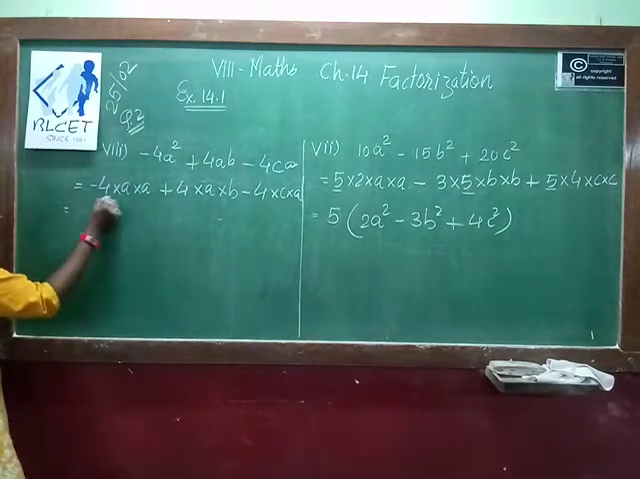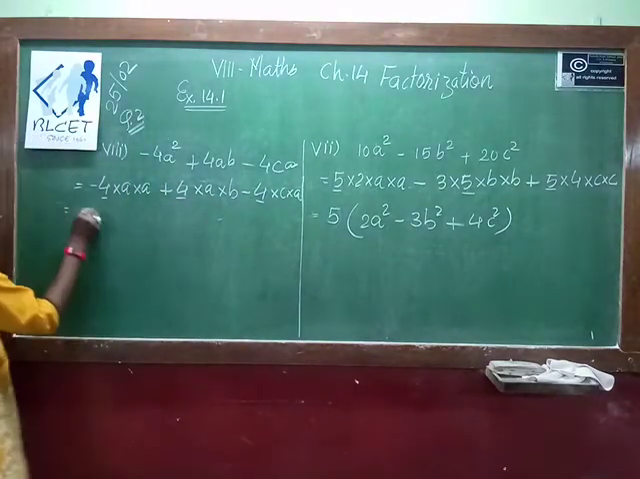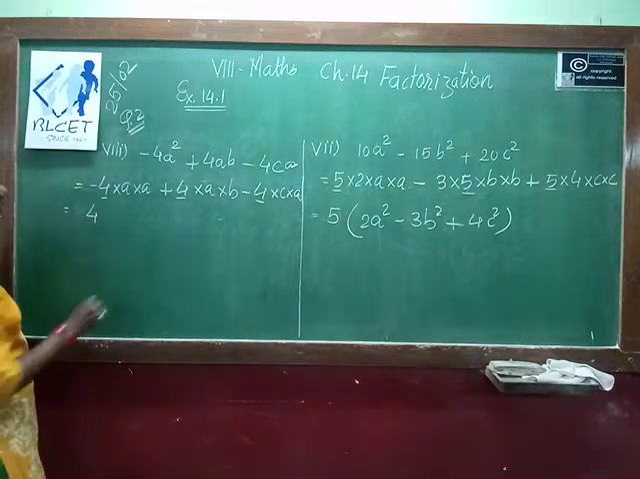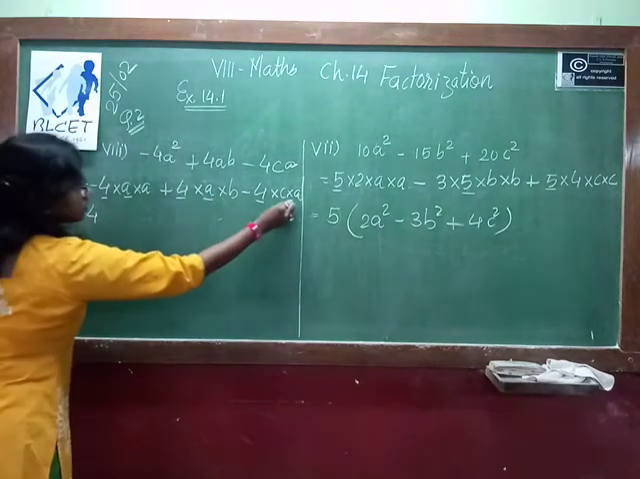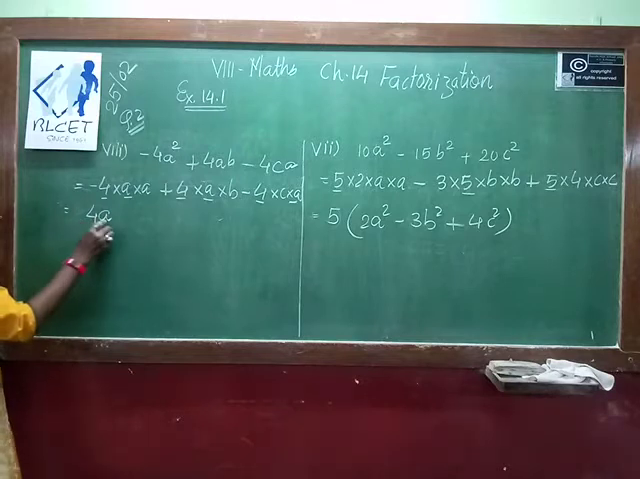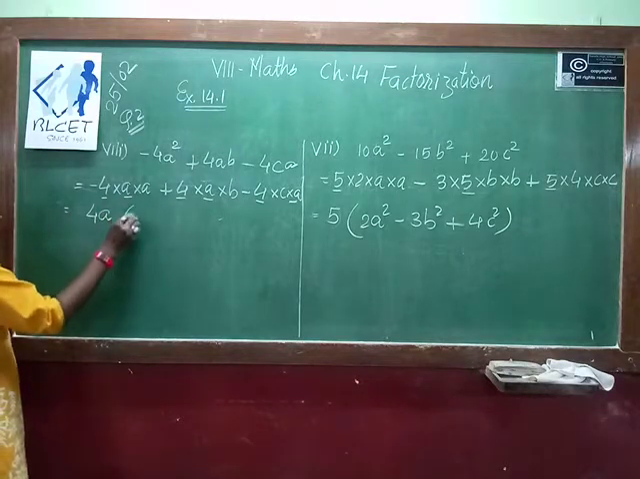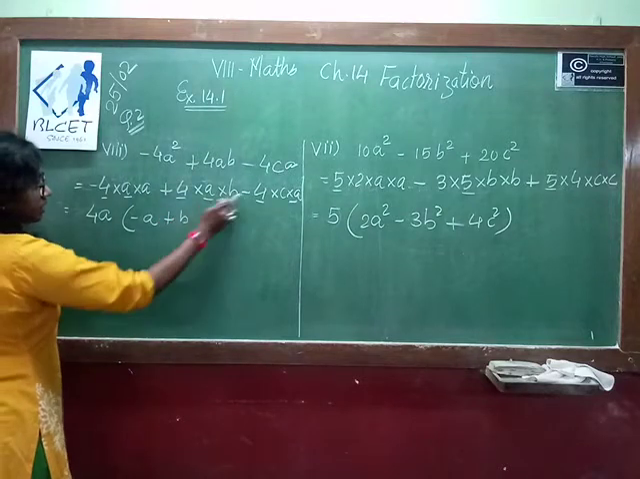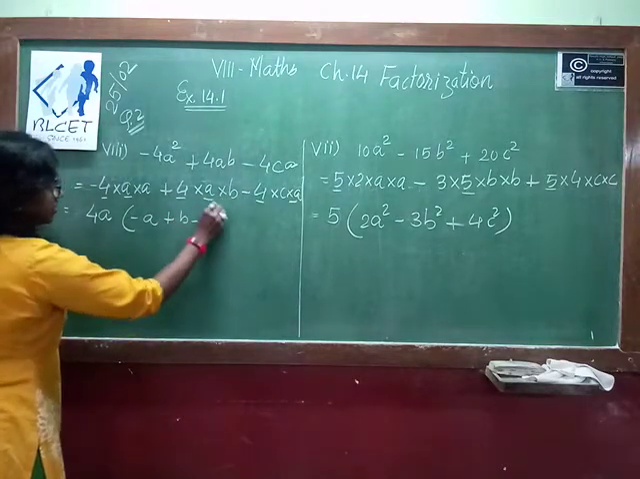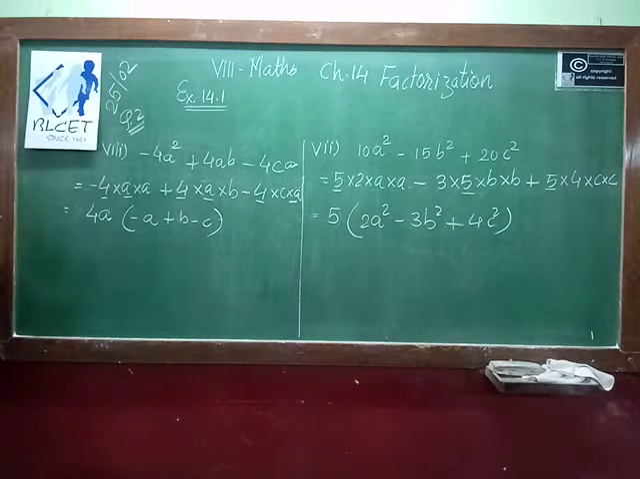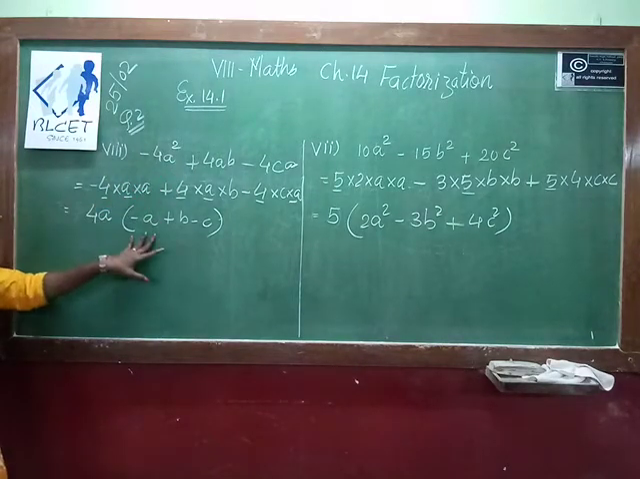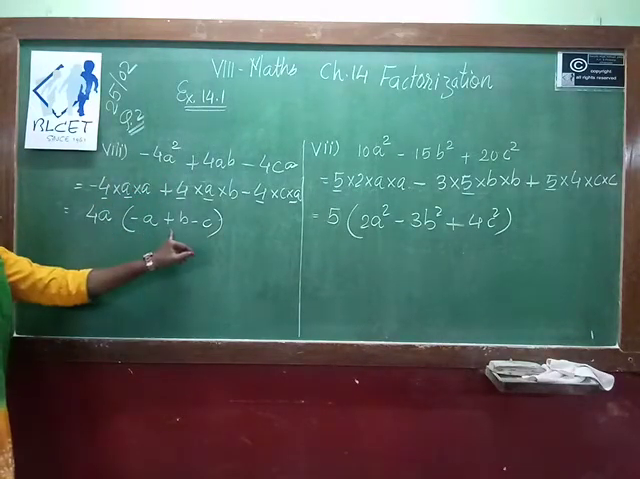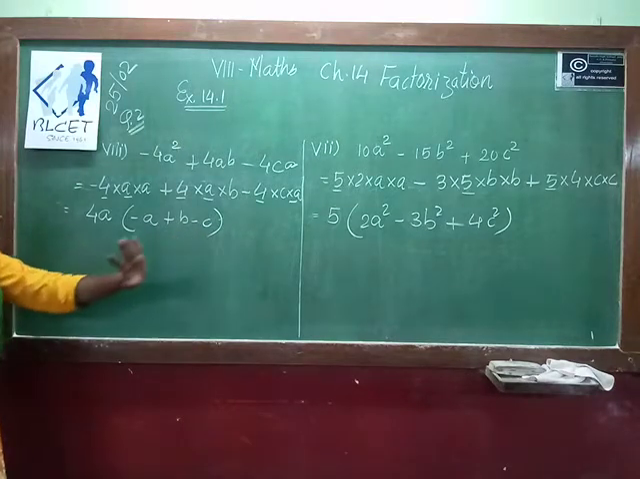Now 4 is common everywhere, take it out. Now a is also common in all, so take it out. So 4a is common. Now what is left? Minus a plus b minus c. So this is the answer. The factors of this algebraic expression are 4a in bracket minus a plus b minus c.